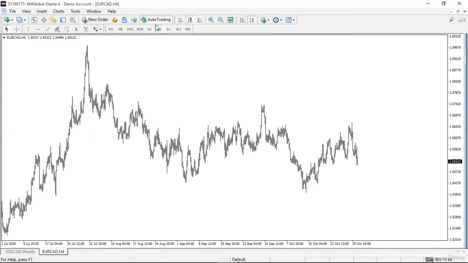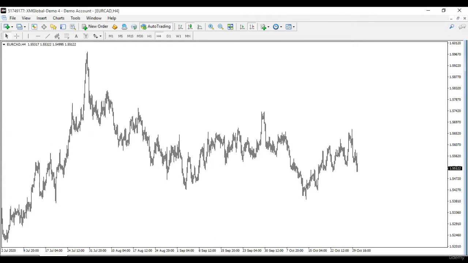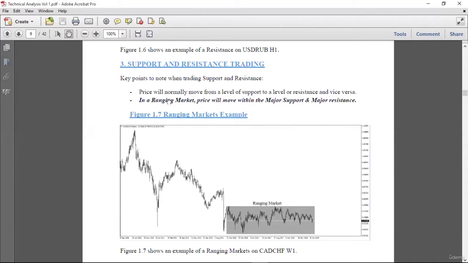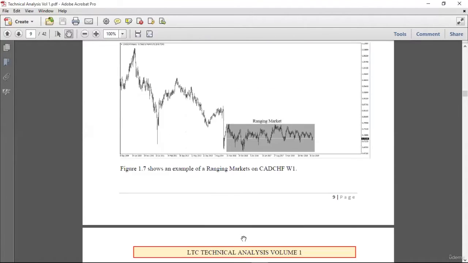So say in a ranging market, price will normally move from support to resistance or resistance to support. In a ranging market, price will move within major support and major resistance. This is our major resistance, major support here at the bottom. So those are your obvious highs and the obvious low of that range. You can connect another one here. There's another one, minor, within the bigger range.